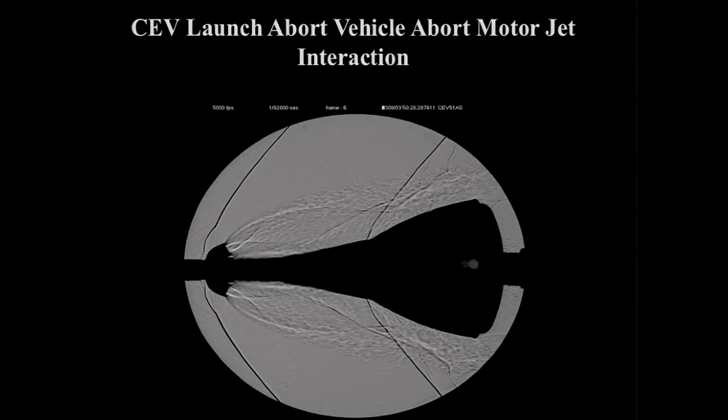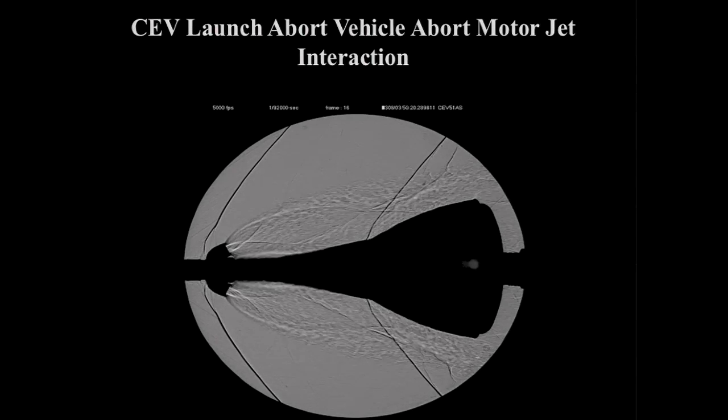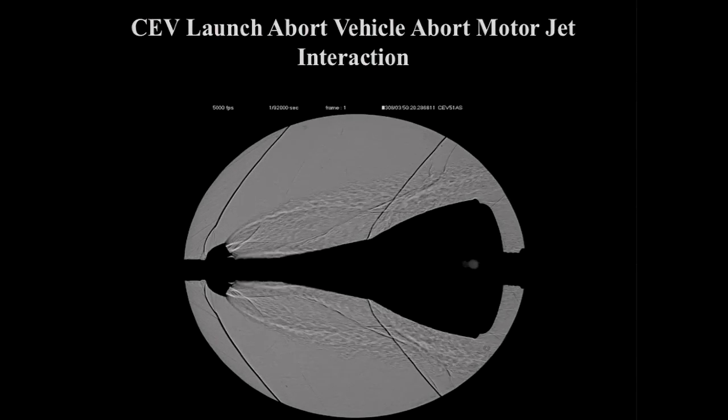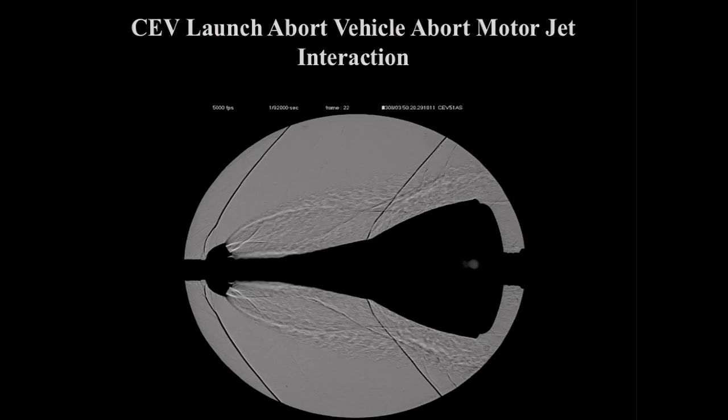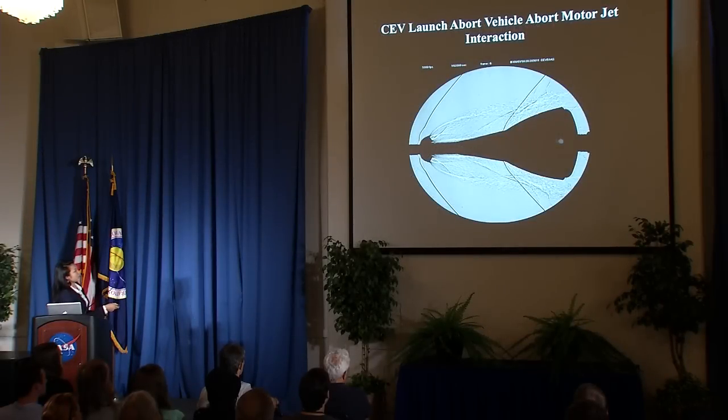Here's a second video of the impingement using high-pressure air to simulate the exhaust. One interesting feature to point out in this photo is you could see these multiple shocks coming off, converging into one, as well as the exhaust interaction with the second shock. You see a crossover coming over here as well.